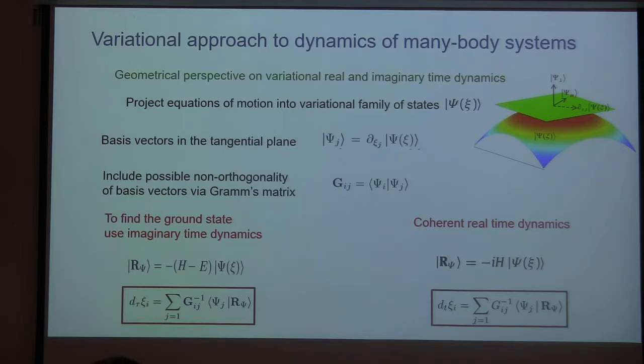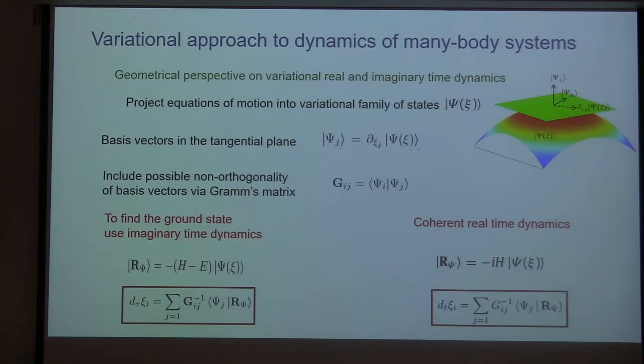Then when we look at dynamics in real time, we start with an instantaneous state vector, then we look at the change in time, a small variation, but then we have to project it onto the tangent plane. We always project the dynamics back into our variational manifold, and there is a general procedure for doing this. We have to introduce basis vectors in the tangent plane. They generally are not orthogonal, so we have to take into account a finite overlap between them, and then using these overlaps, we project the changes in the state vector.